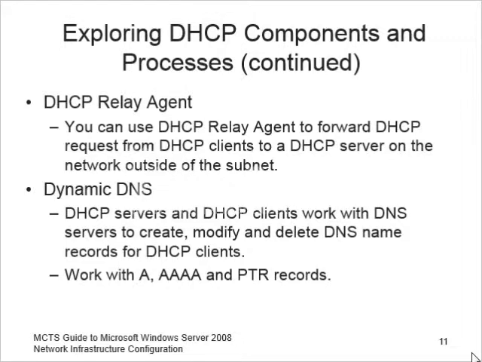A DHCP relay agent is either a host or an IP router that listens for the DHCP and the BOOTP client messages being broadcast on a subnet and then forwards those DHCP messages to the DHCP server outside the subnet. The DHCP server sends the DHCP response message back to the relay agent, which then broadcasts it onto the subnet for the DHCP client. Using DHCP relay agents eliminates the need to have a DHCP server on every subnet in your network.